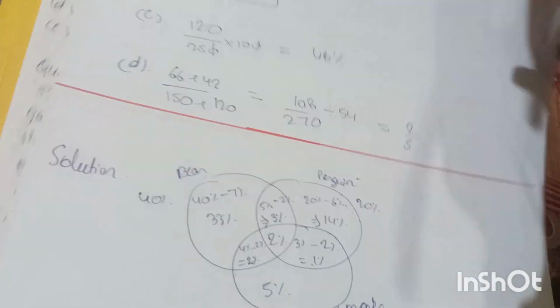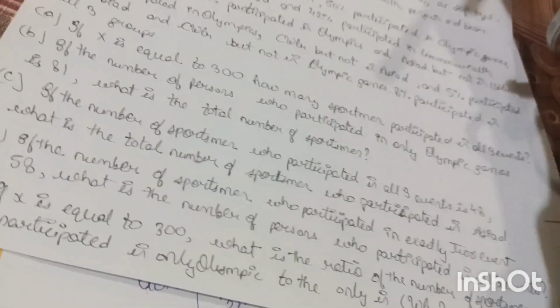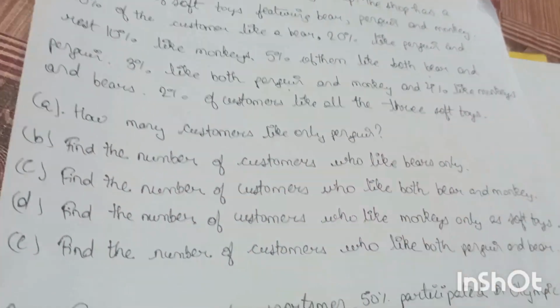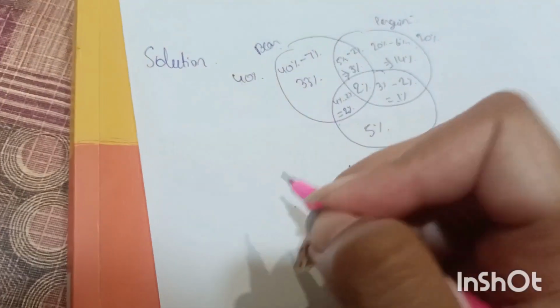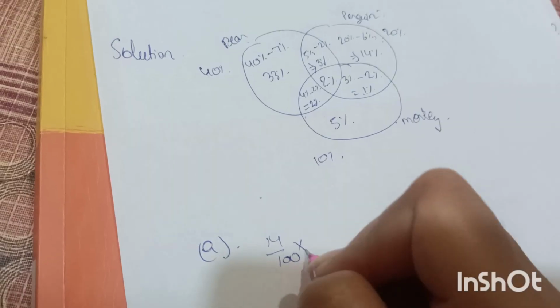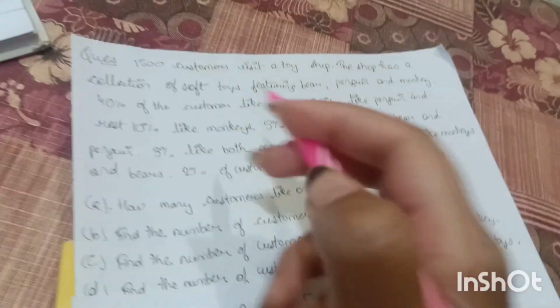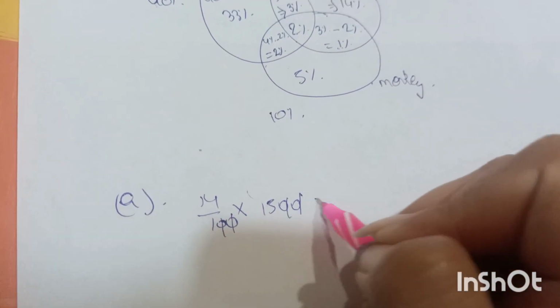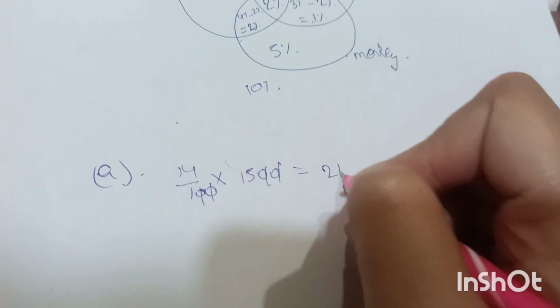Okay, so now let's solve the questions. You can see how many customers like only penguin. For only penguin, you have been given the value as 14%. So 14 upon 100 into the total. The total customers have been given as 1500, so over here you will write 1500. When you cancel it out, you will get the value as 210.